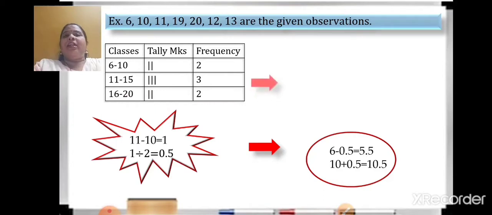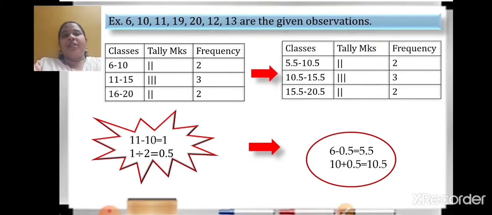Like this, the classes can be made continuous. See, 5.5 to 10.5. Again, the next class starts with 10.5 to 15.5. Then 15.5 to 20.5. Like this, the classes can be made continuous.